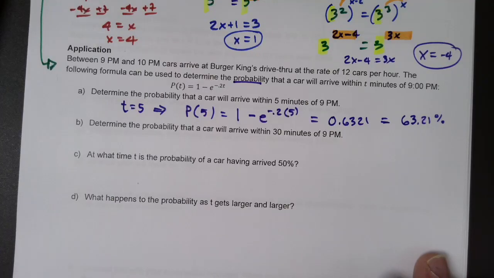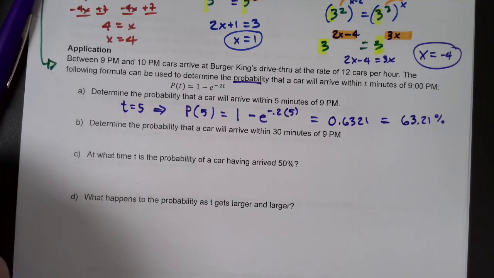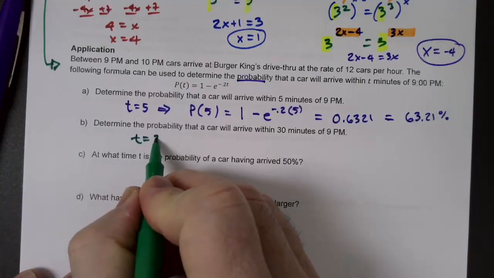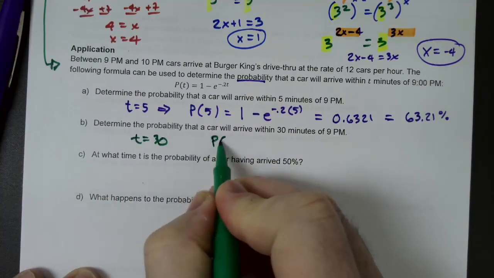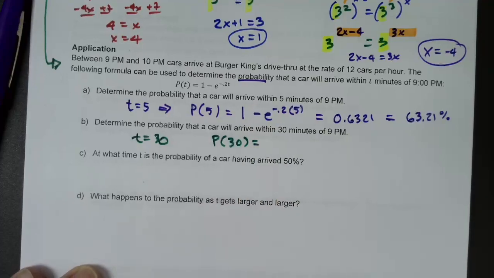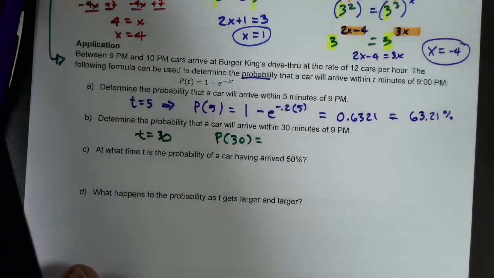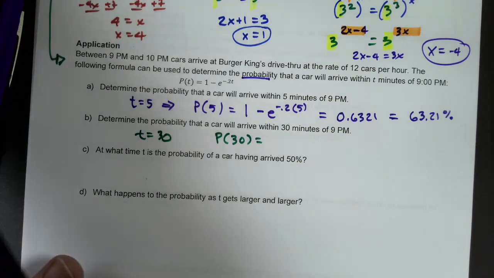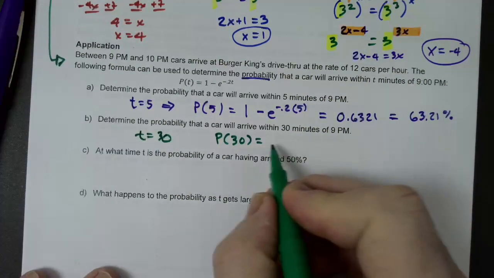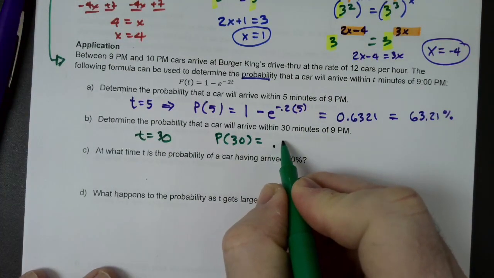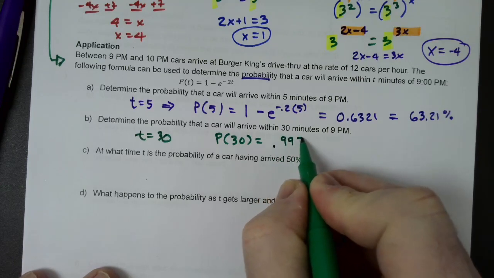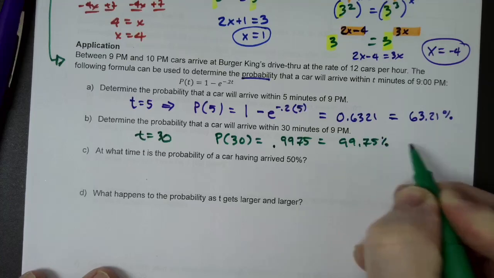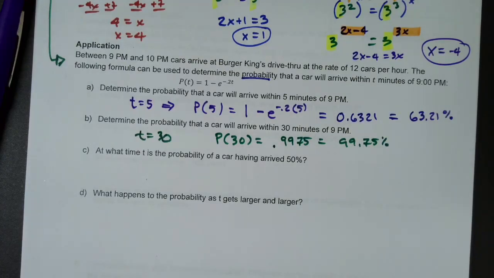The next one says determine the probability the car will arrive within 30 minutes. So this is the same problem, except instead of 5, we're doing the probability of 30. Oops, it's already entered in my calculator down here. So that gives us 0.9975 or 99.75%.